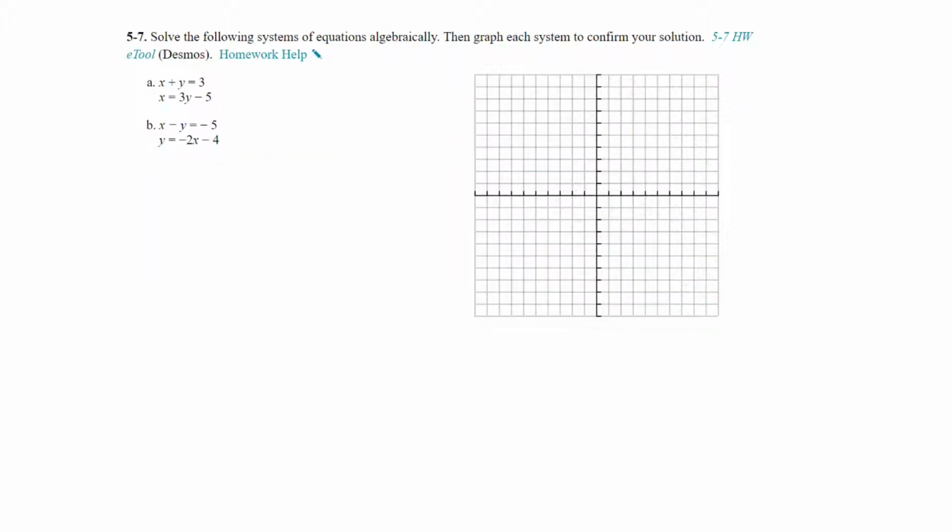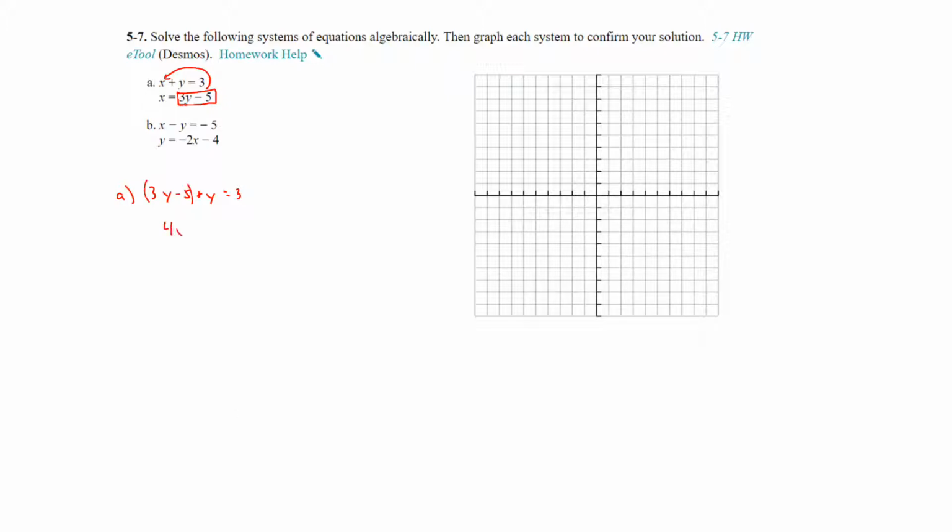Question 7. Solve the following system of equations algebraically, then graph each system to confirm your solution. So this goes back to Chapter 4 on solving systems. On A here, we will use the method of substitution because we can take 3y minus 5 and substitute it into x for the first equation. So that'll give us 3y minus 5 plus y is equal to 3. Remember, everything else stays the same. So that's what we substituted in.